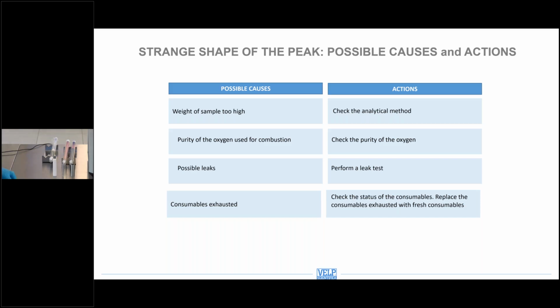The last consumable is the water trap, that is a chemical trap filled with anhydrone. Okay, so in this case, when you find a tailing shape, the main cause of your asymmetric shape is that the reduction reactor is exhausted, because when exhausted, the copper cannot convert the nitrogen oxide into the elemental nitrogen. So the nitrogen oxide will arrive to the TCD together with the elemental nitrogen, giving this particular shape to the curve.